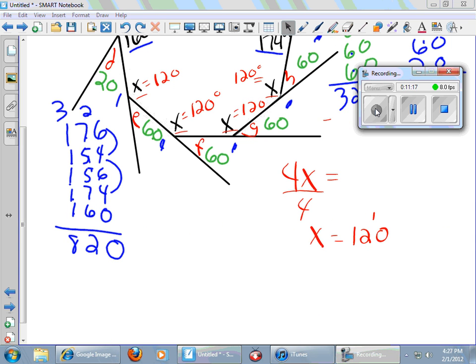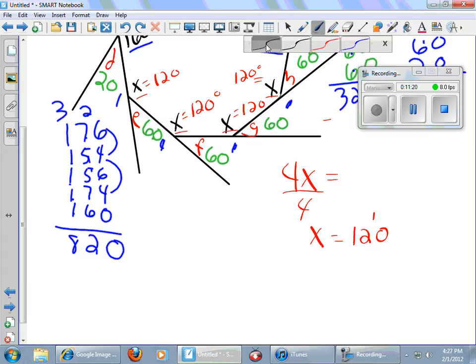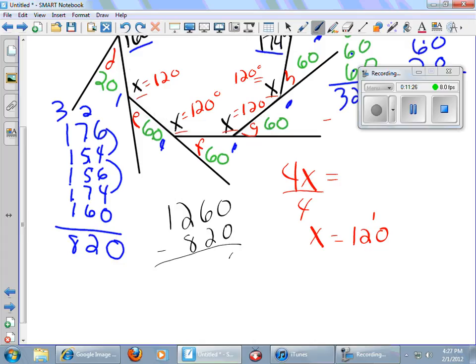Okay, I found my mistake. It was way back when I did a subtraction problem, and I should have had 1260 minus 820. And I think I wrote down 480, and I should have written down 440. So here when I have this 4x, it should equal 440. I'll divide by 4, and then x is going to be 110, not 120.